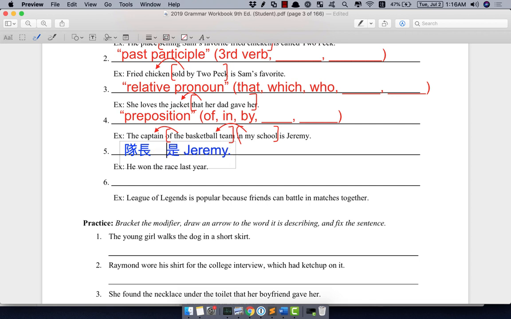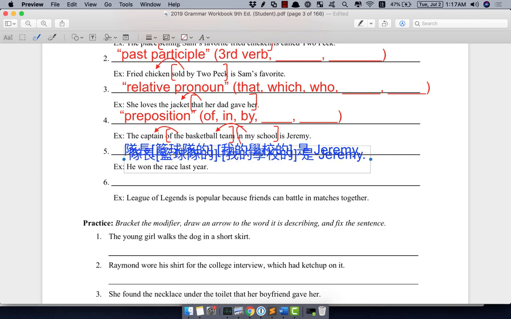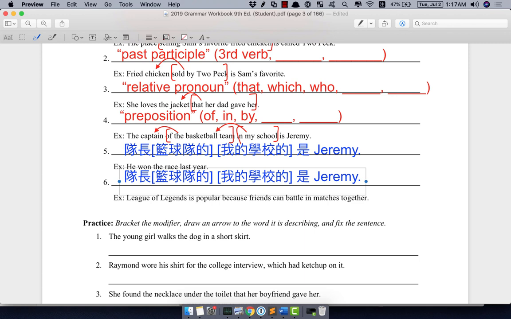So you have the 队长, here this is 篮球队的, and here you have 我的学校的, and then you have is, which is 是, and then you have Jeremy. Okay, so these are all the elements that you have in the sentence in Chinese. But 队长, 篮球队的, 我的学校的, 是 Jeremy, this doesn't make sense, so you want to make it make sense a little bit more. So think about the sentence structure.